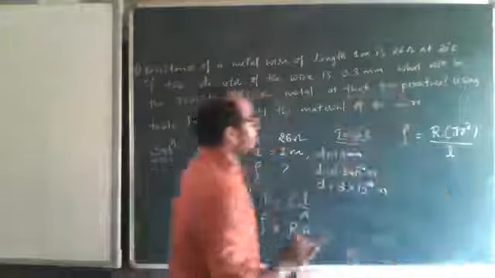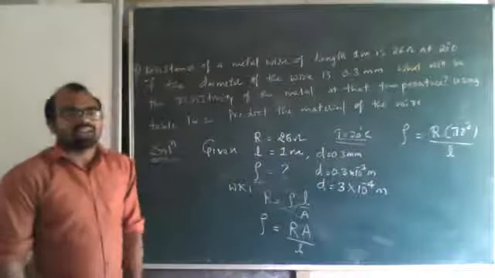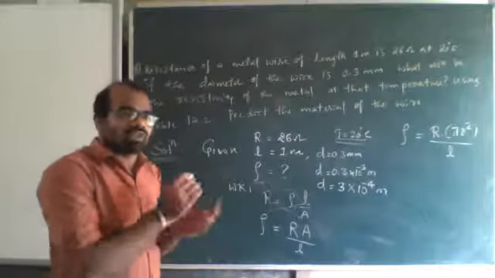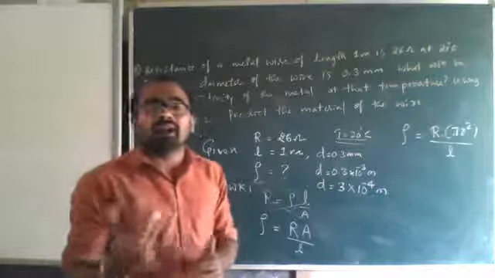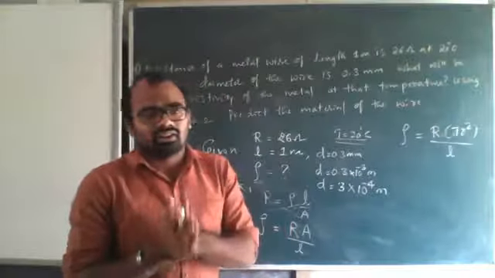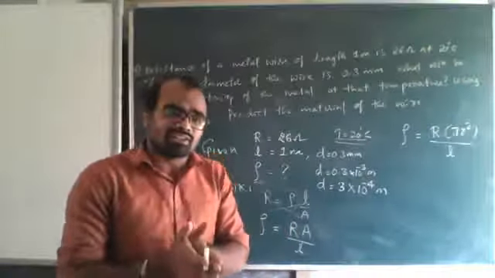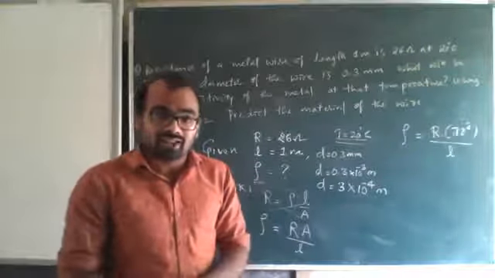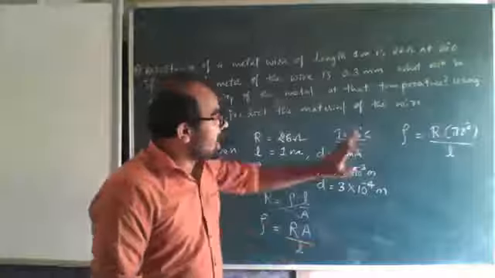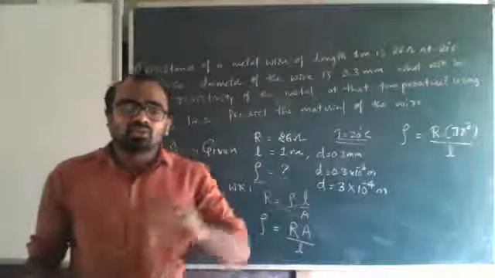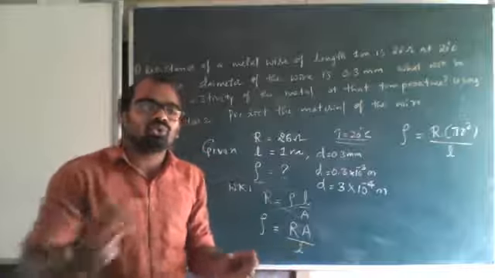But here they have not given us R. They have given us diameter. So convert R into diameter, it will become D by 2. Correct? If radius is 10 meter, then diameter will be 20 meter. Like that. So we have to put R in terms of D, means R equal to D by 2. D equal to 2R, whereas R equal to D by 2.